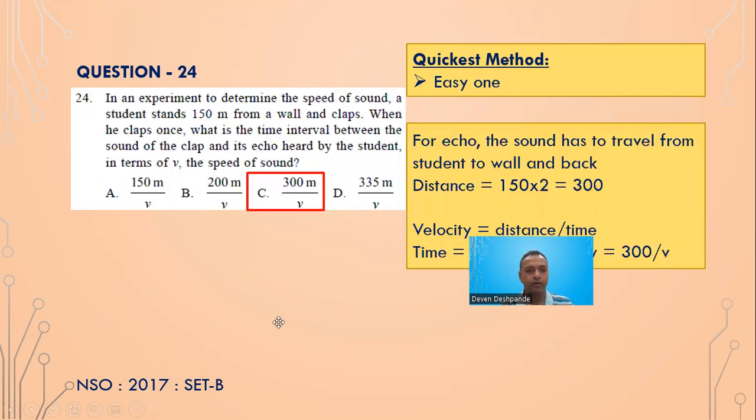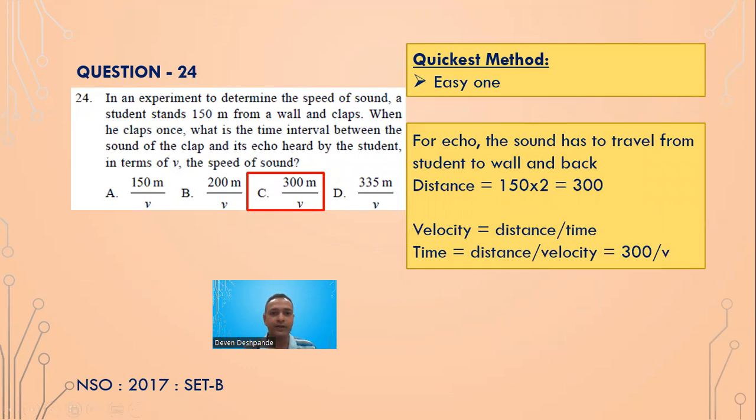Okay, 24th. In an experiment to determine the speed of sound, a student stands 150 meters from a wall and claps. When he claps once, what is the time interval between the sound of the clap and its echo heard by the student? So what is the distance traveled? The distance traveled by the sound will be from the student to the wall and back, isn't it? So what is the distance between student and wall? 150. And it has to travel back as well. So 150 into 2, 300 meters.